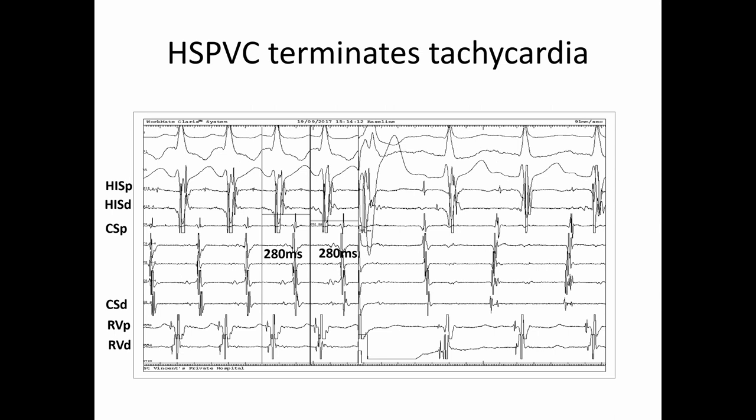This is even more characteristic, or diagnostic, of an accessory pathway participating in the circuit, wherein a His synchronous PVC actually terminates the tachycardia, and it's terminated the tachycardia by causing block in the accessory pathway. It couldn't come back through the accessory pathway, which you can see.